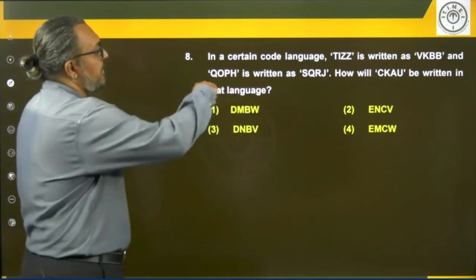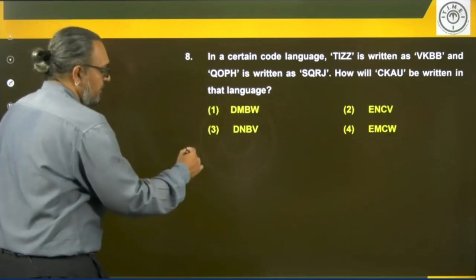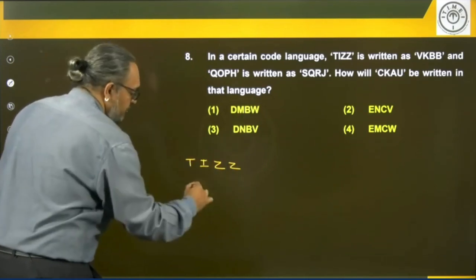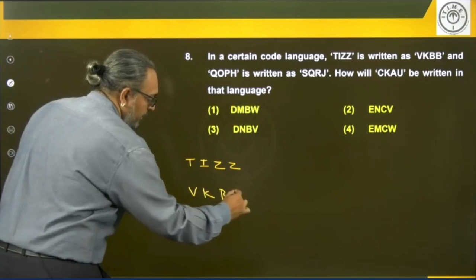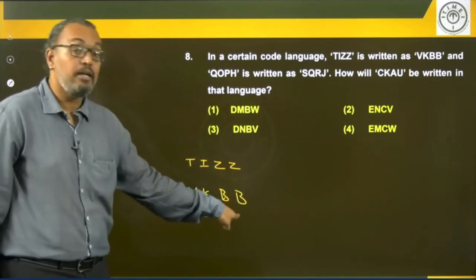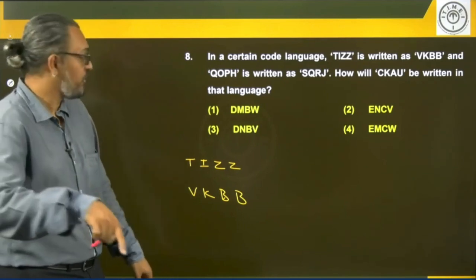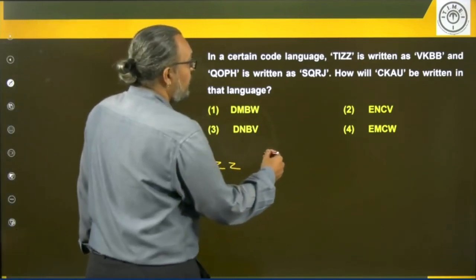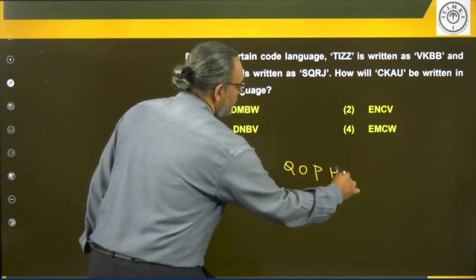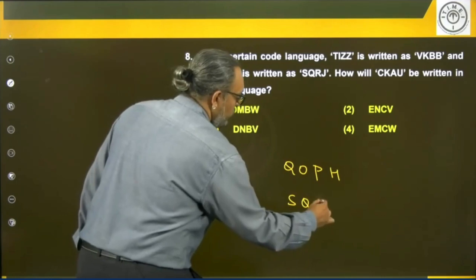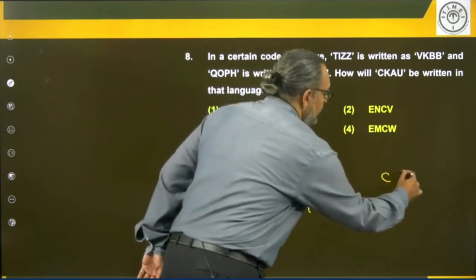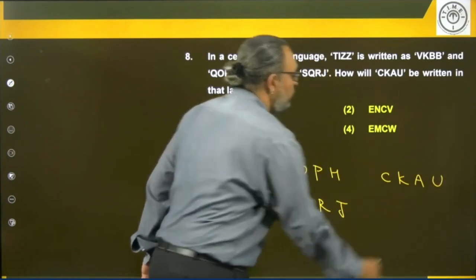Then, in a certain code language, TIZZ is written as VKBB. See, observe, you have repeated letter Z, here repeated letter B. That is the first observation. Okay. Then next, we have QOPH is written as SQRJ. Then how will CKAU be written?